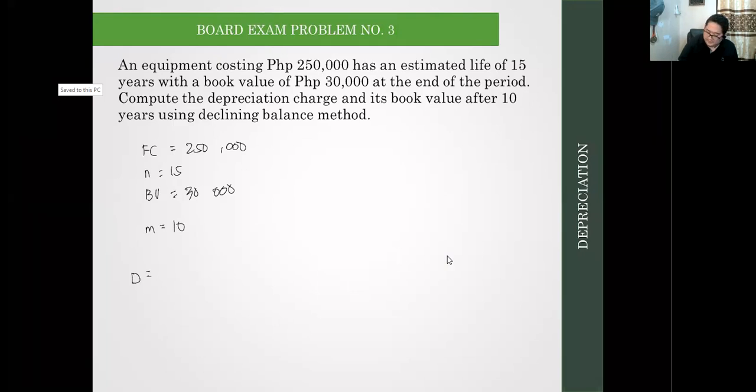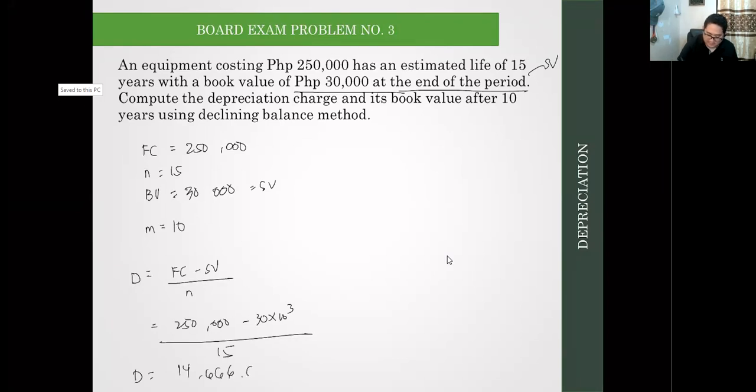So yung book value at the end of the period, anong ibig sabihin niya? Siya ay salvage value din. So, equals din to sa salvage value. So depreciation per year will be FC minus SB all over n. That will be 250,000 minus 30,000 over yung 15 years. So yung depreciation natin per year will be equal sa, okay, so 14,666.67 pesos. Okay?